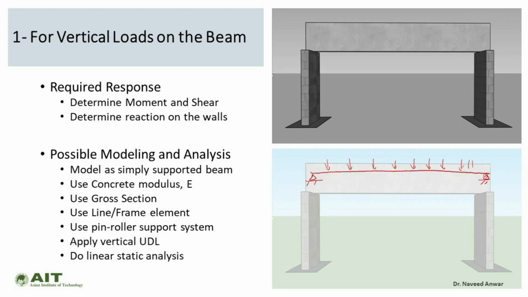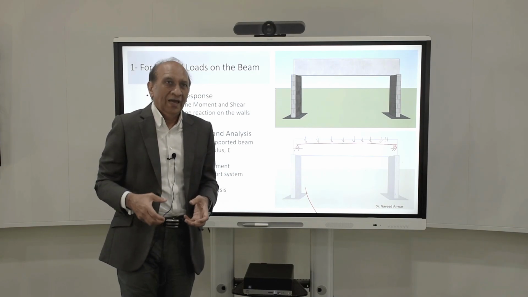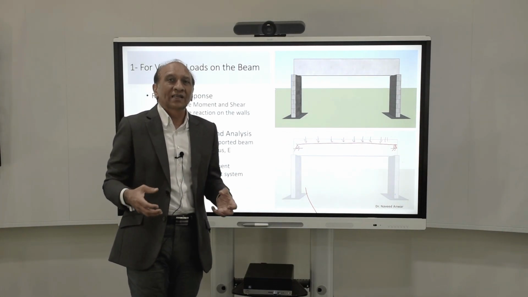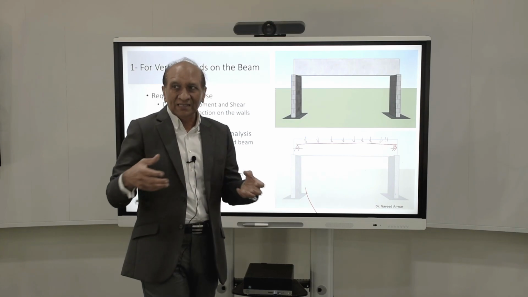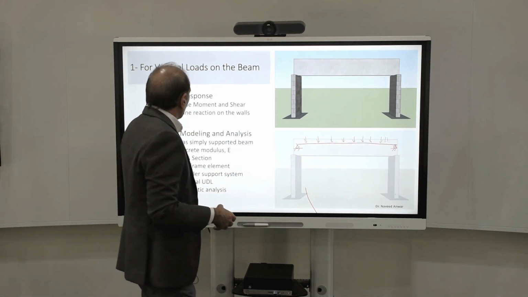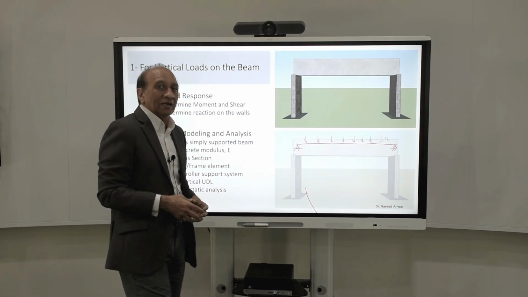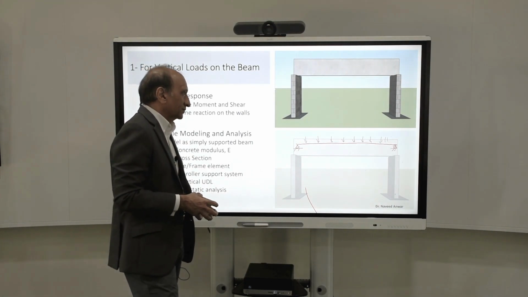And then do we use the gross cross section, or do we use the cracked section? Because when you apply the loading, the beam will crack, and then the cross section will change along the length. It will crack more in the middle, less close to the support. So which cross-section properties should we use for calculating the response, the deflections, for example?